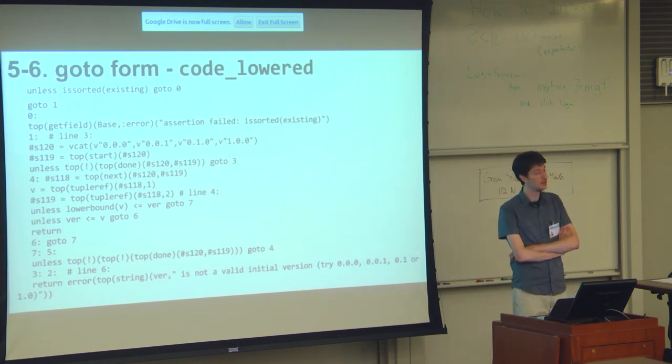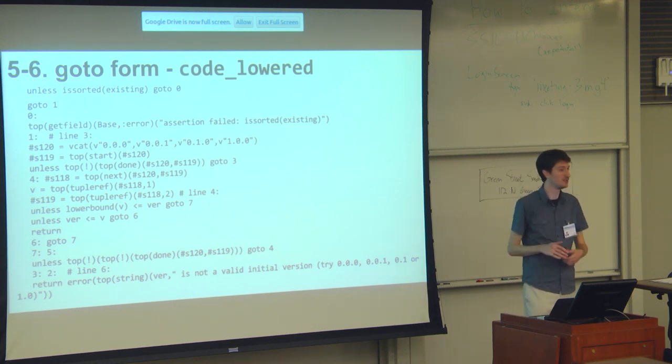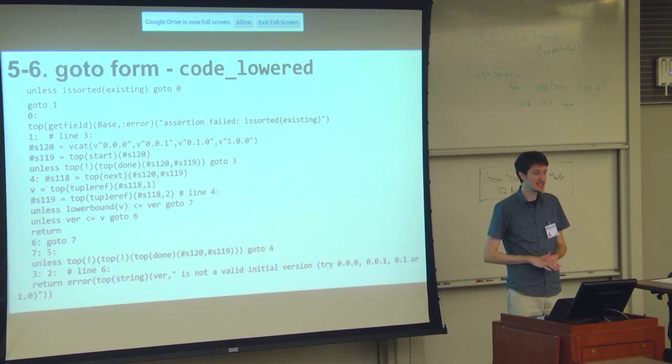Would it be worth having a way of viewing the code before it gets to the goto form? At least that would be a more readable version of the semi-lowered code, right? Mm-hmm. I don't expose every one of those intermediate steps. It tends to be kind of big and nasty and very nested. So I don't find it super easy to work with.